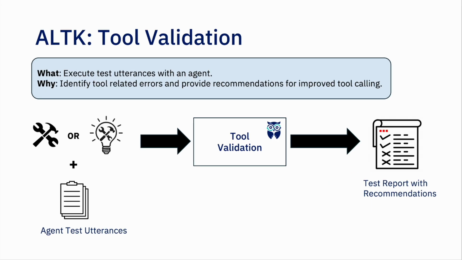Now, let us look at the tool validation component of ALTK. This component executes the agent utterances generated by the test case generation component to identify tool-related errors and provide recommendations for improved tool calling. This component generates the test report with recommendations. Now, let us look at an example of a Python tool and how to validate it using ALTK.